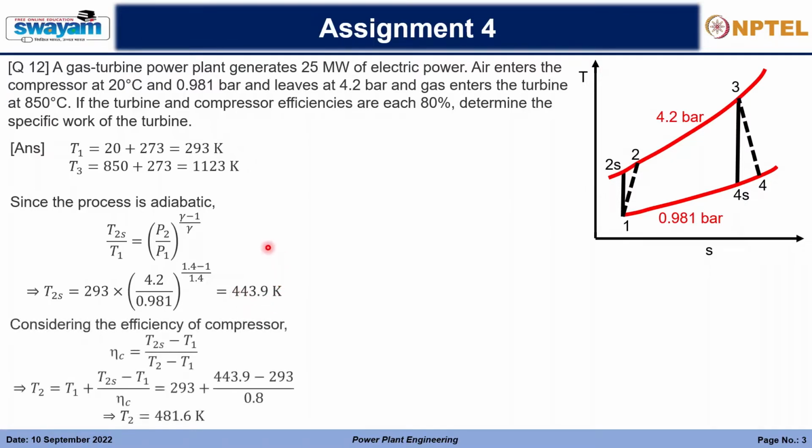And if you use the efficiency of the compressor, that is efficiency is T2s minus T1 divided by the temperature difference between 2 and 1, T2 minus T1. Accordingly we will get the value of 481.6. So you can see that the process has deviated from reversible adiabatic to simple adiabatic with heat losses. As the heat is being lost as friction, it is increasing the temperature of the air which is entering. So you can see that the temperature of the air has risen from 443.9 Kelvin to 481.6 Kelvin.